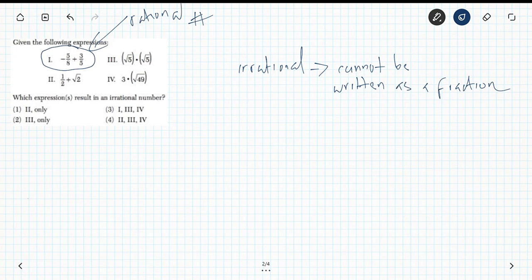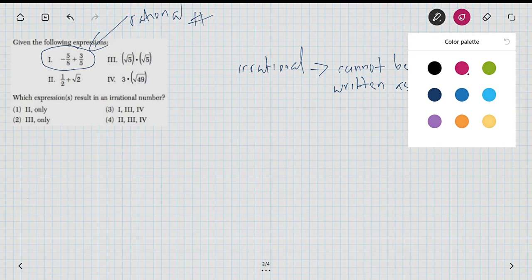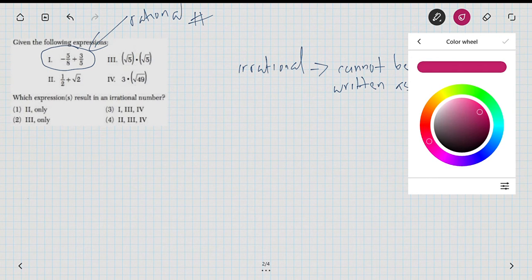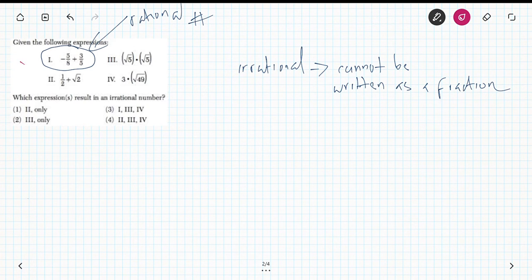Okay. Now the next one, answer this one right here, 2. That one is 1/2, so I have a fraction, but then I have the square root of 2. And the square root of 2 is one of those funny numbers that is irrational already. Okay, so I am adding a rational number, which is the fraction 1/2, plus an irrational number.